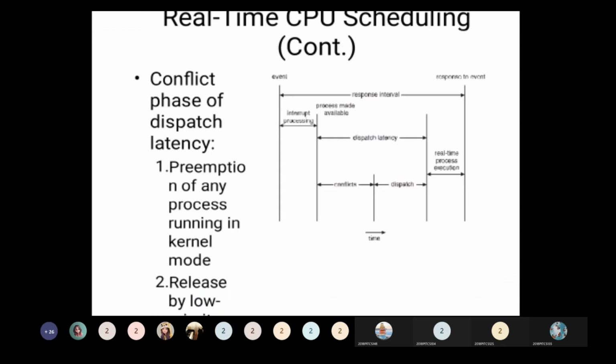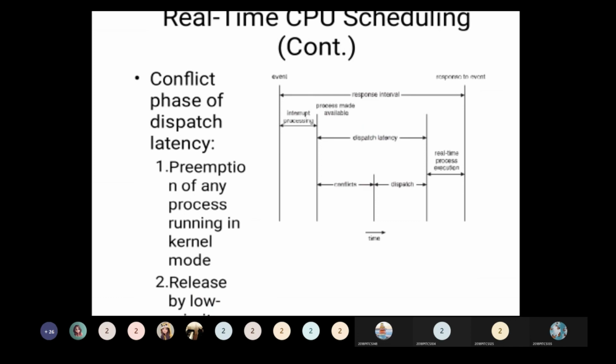Conflict phase of dispatch latency. When there is interrupt latency, dispatch latency may also take place. There will be a conflict between the dispatch latency and the interrupt latency. Dispatch latency can occur when there is preemption of any process running in the kernel mode, and resources are released by a low priority process. So during real-time CPU scheduling, it has to take care of interrupt latency as well as dispatch latency.